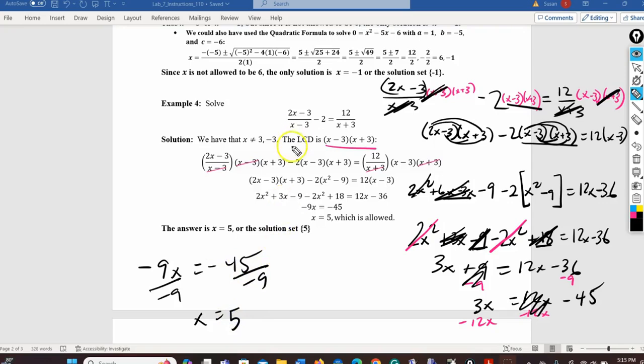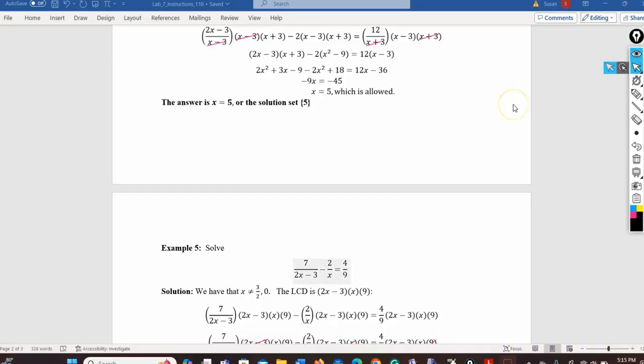Now, is it allowed? You're not allowed to have x equal 3, and you're not allowed to have x equal -3. Those are the only restrictions, so x equals 5 is allowed. So our answer is x equal 5, or if you saw it in a final exam, it would just be the solution set 5.